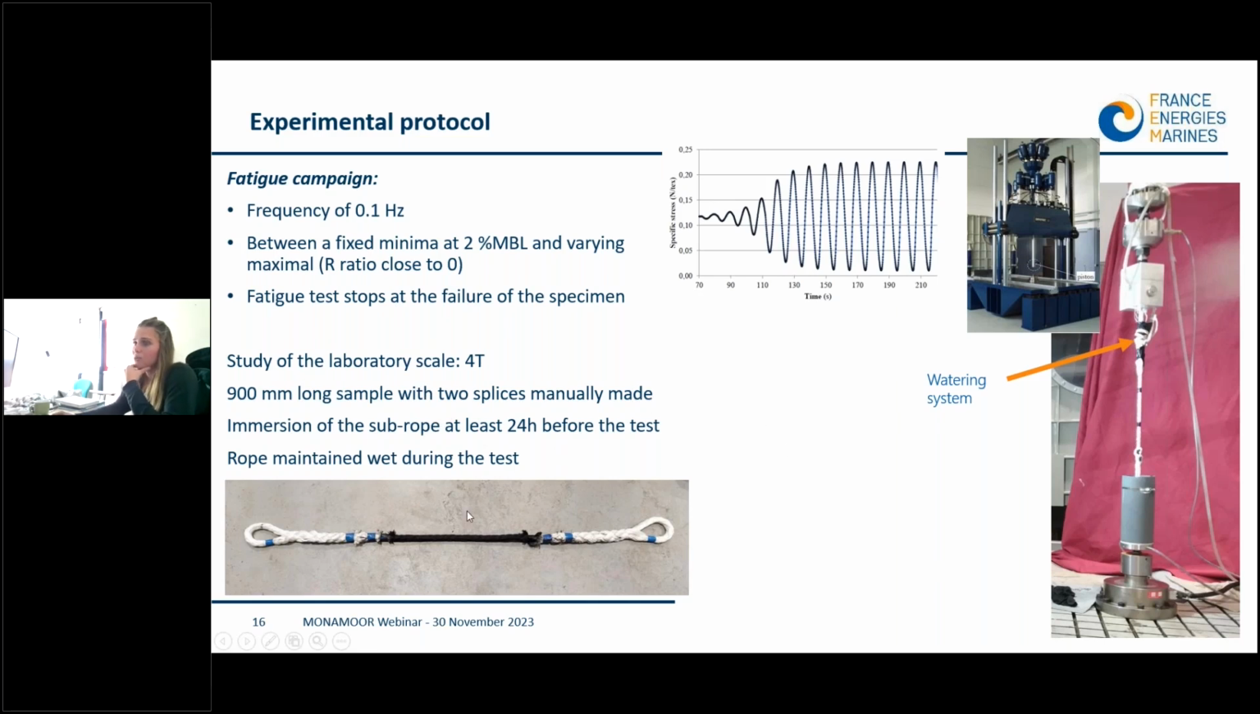We had to perform the tests in wet condition, because water plays the role of lubricant between the scale. So we first immersed our subrope at least 24 hours before each test for it to be saturated in water, and then we maintained the rope wet during the test using a vertical watering system, and then we performed our fatigue test to failure.